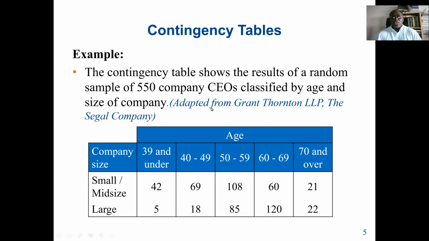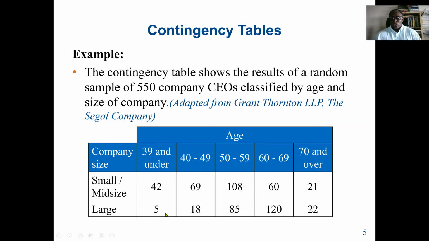So this is a nice example of a contingency table. A contingency table shows the result of a random sample of 550 company CEOs classified by age and the size of the company. We can see that we have a total of 550 company CEOs, and they are classified by their ages and company size. The rows are the size of the company: small/mid-size, and then large.